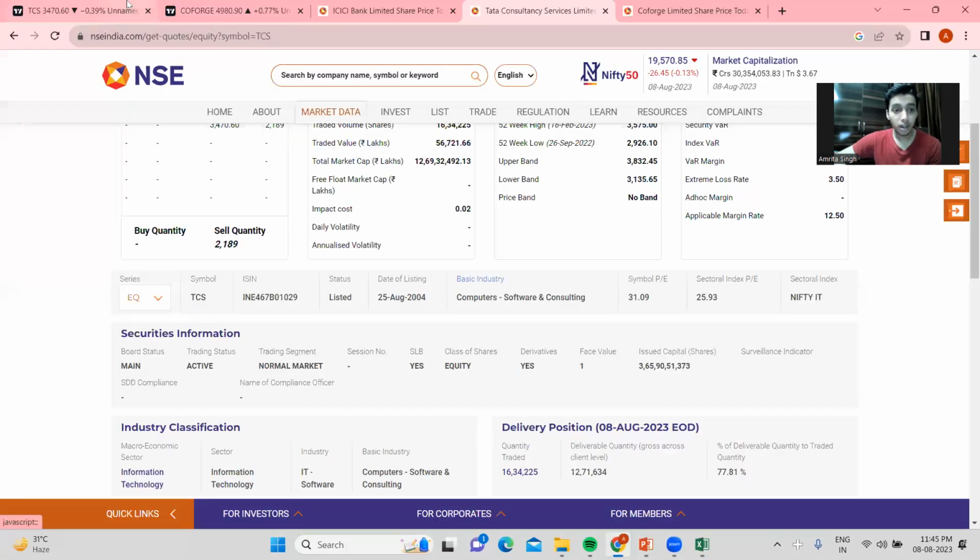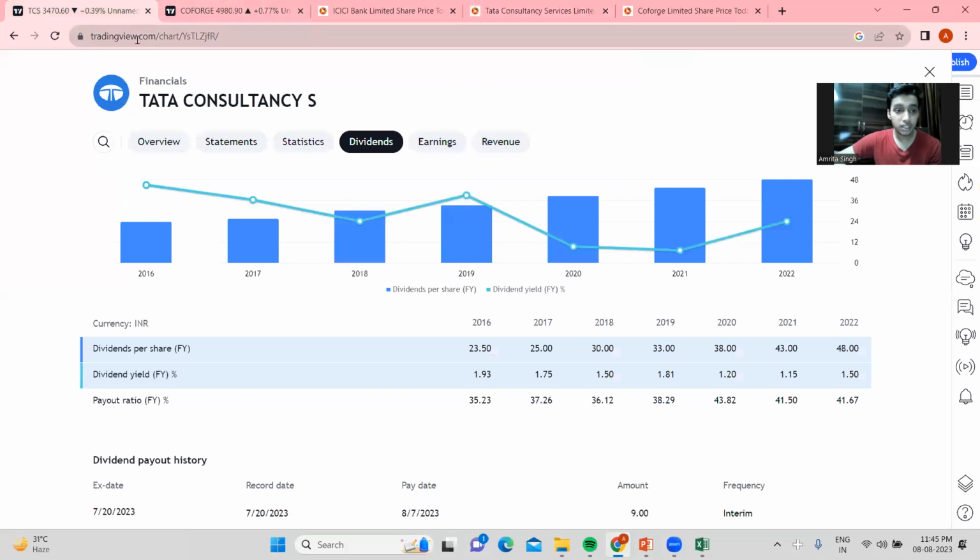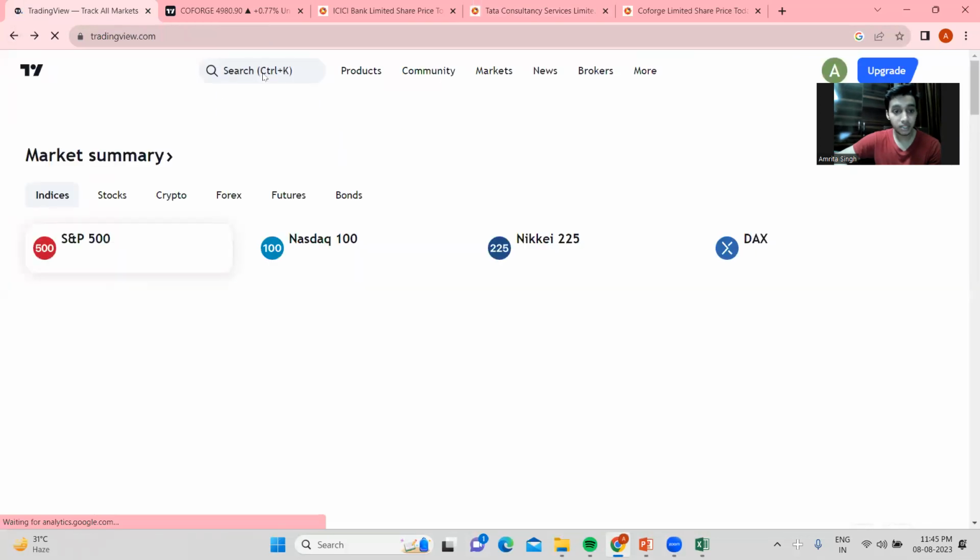Now the second example that I'm going to take is ICICI Bank. For that, I have to open the chart of ICICI Bank. So just wait a minute.